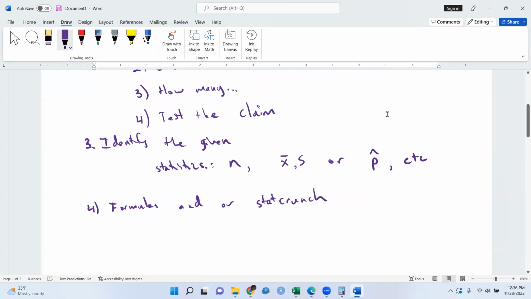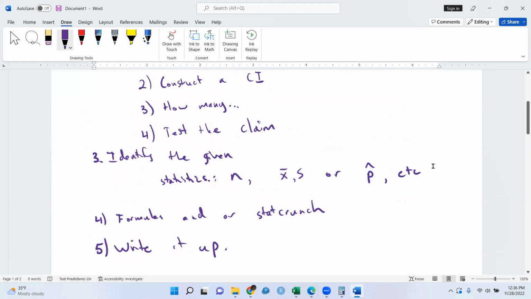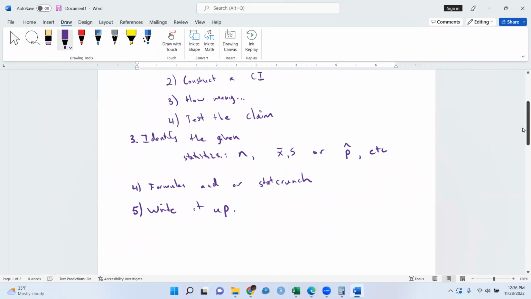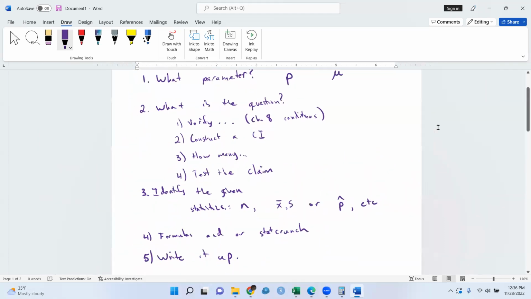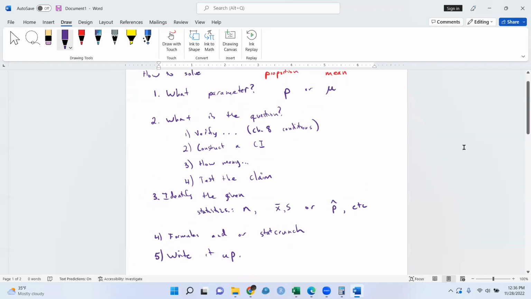And maybe I'm breaking these into too small of parts. I guess, write it up. Write up your results. So these are the five things you have to go through in order to answer the big, all-encompassing questions.